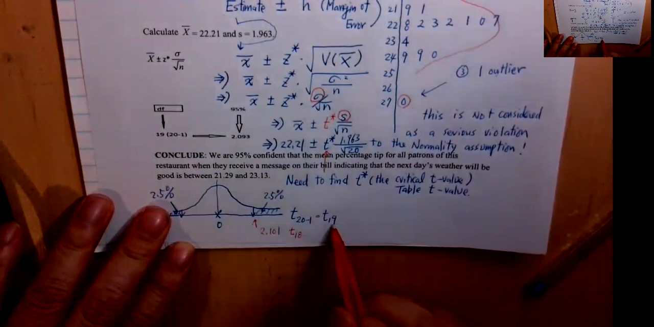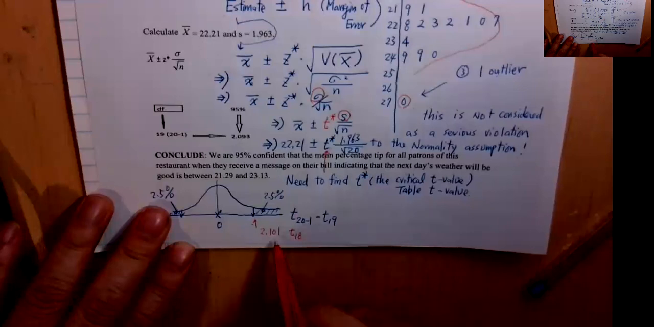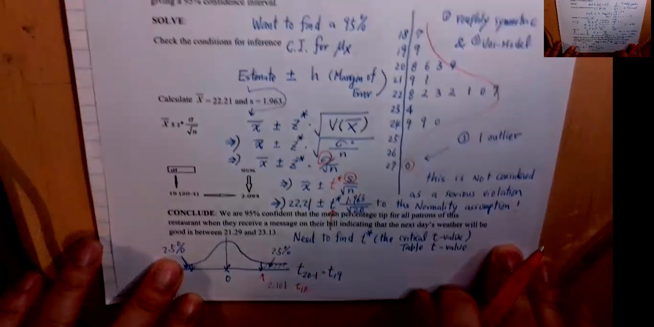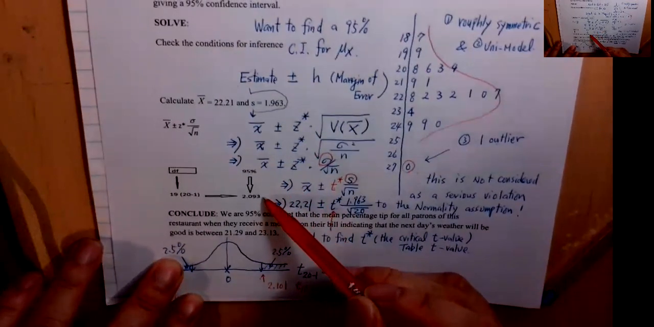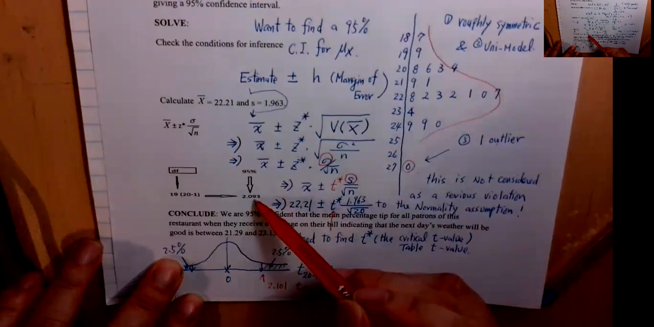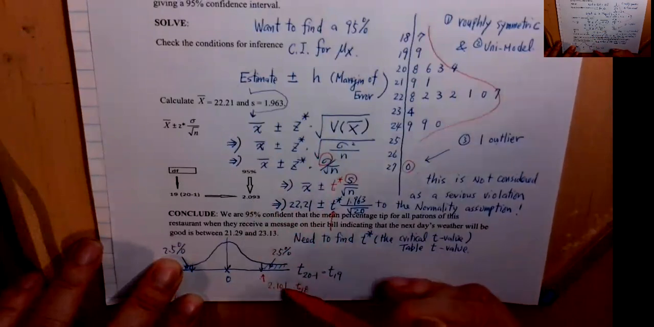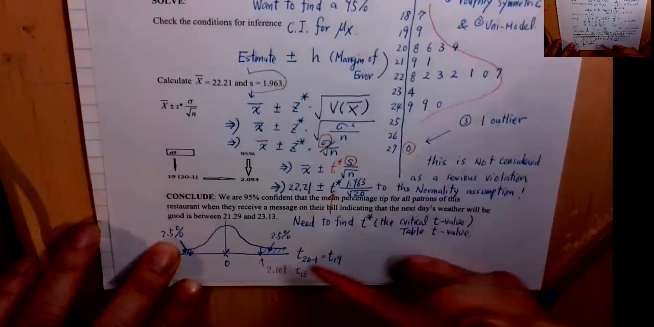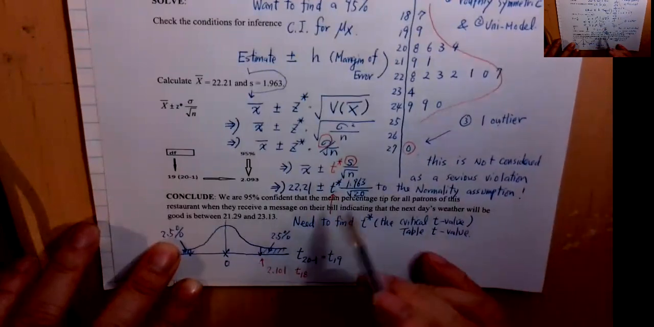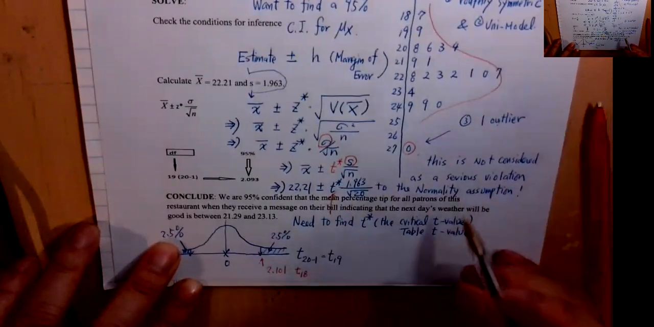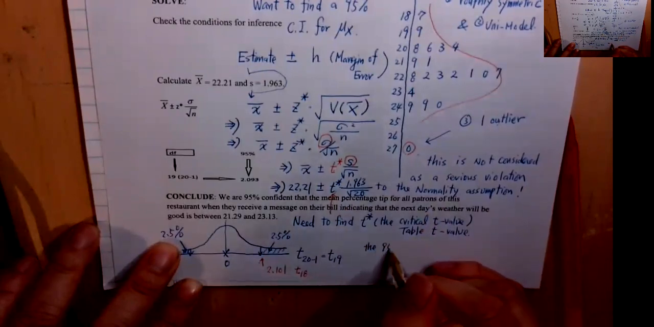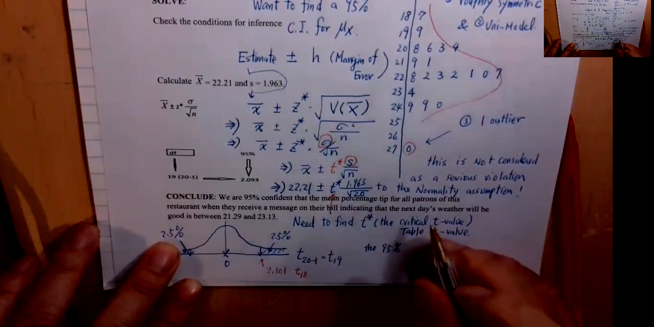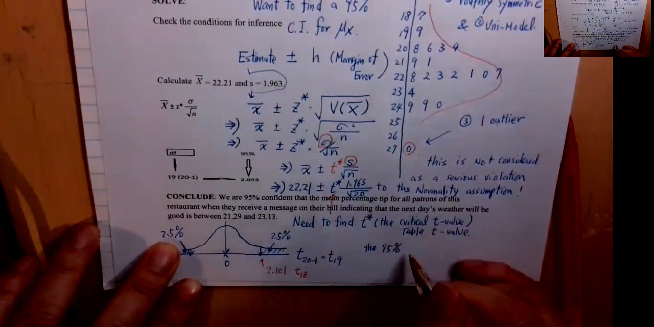Okay. Now, 2.101. But if you do have the table with 19 degrees of freedom, then you will find the critical t value is 2.093, which is very close to the one I just showed you, 2.101. Okay. So after you plug in the numbers, what do you get? You get the 95% confidence interval.